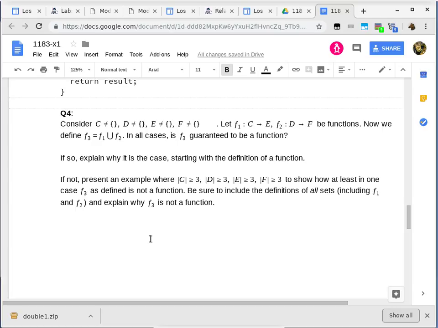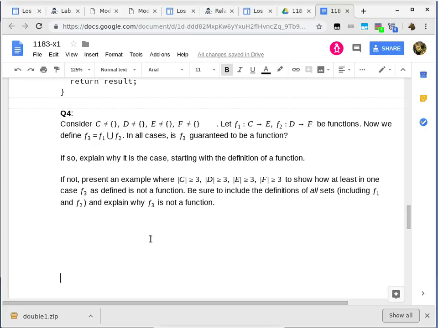And then the question also adds, if so, explain why it is the case, starting with the definition of a function. If not, present an example where the cardinality of the sets that you use are all greater than or equal to 3 to show that at least in one case, F3 as defined is not a function. And be sure to include the definitions of all the sets. Spell out the actual content of C, D, E, F, so that I can actually look at the concrete example and go like, yep, you definitely got it.